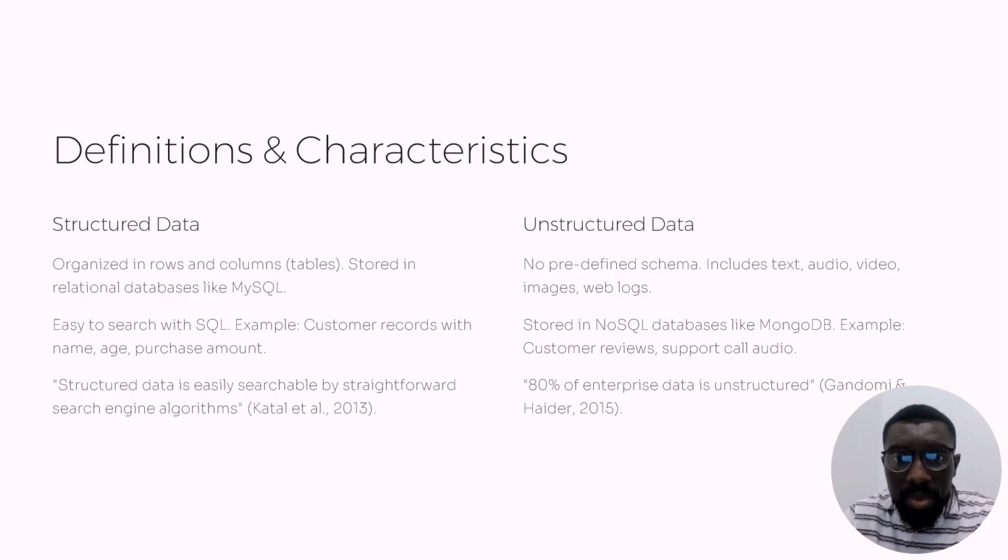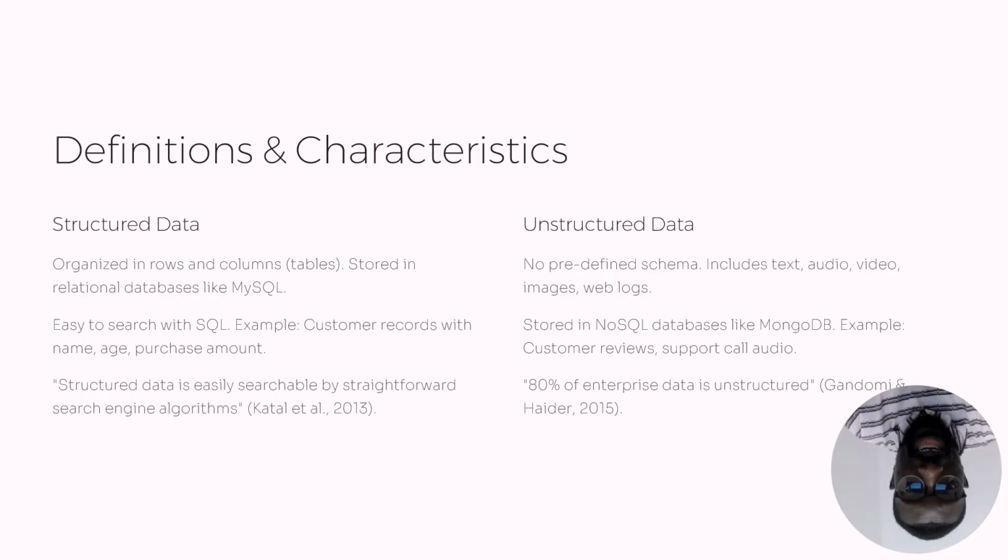On the other hand, unstructured data has no predefined schema. It includes text, audio, videos, images, or web logs. We store that in a NoSQL database like MongoDB. An example of it would be customer reviews or support call audio, and 80% of enterprise data is unstructured for the most part. You can look at it in Twitter, something like that.